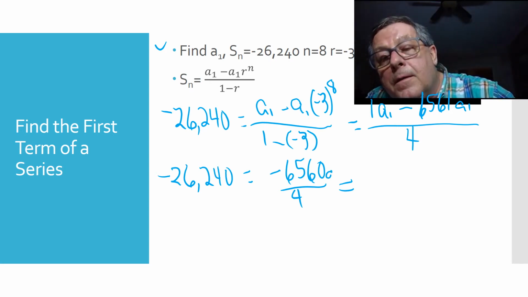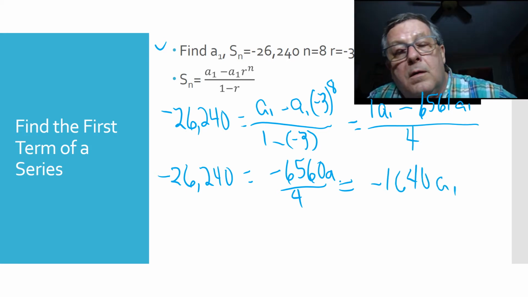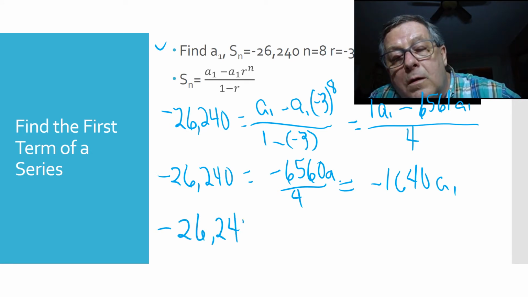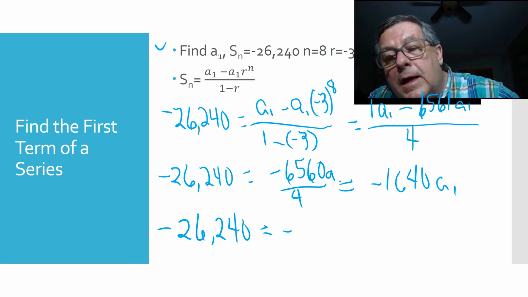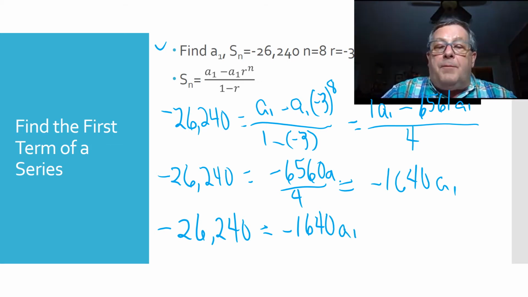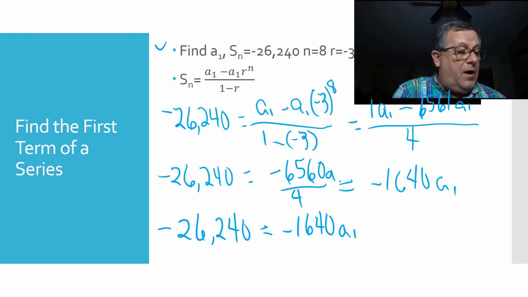Oh, I forgot my A1 right there. Better put that in. So this is going to equal negative 1640 A1. And so we've got negative 26,240 equals negative 1640 A1. So I'm going to divide both sides of the equation by negative 1640 to isolate the A1. I'm going to solve for A1, so I've got negative 26240 divided by negative 1640.